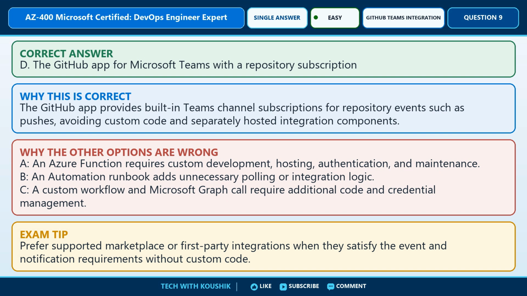A. An Azure function requires custom development, hosting, authentication, and maintenance. B. An automation runbook adds unnecessary polling or integration logic. C. A custom workflow and Microsoft Graph call require additional code and credential management. Exam tip. Prefer supported marketplace or first-party integrations when they satisfy the event and notification requirements without custom code.